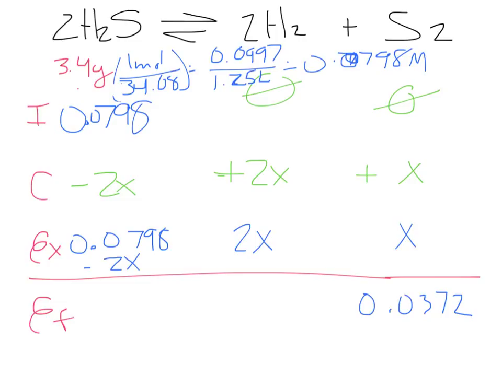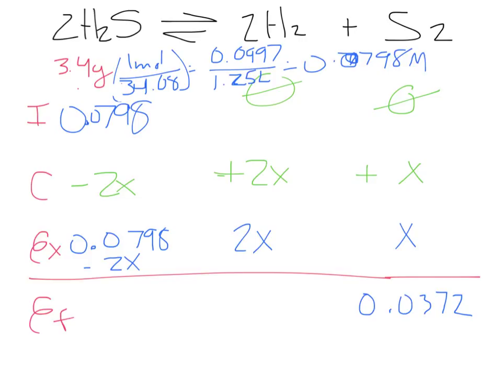Well, we know that if we're using a RICE table, we want to try to get it in a molarity. And I know that's hard to see up there. So what I did is I converted the 3.4 grams of hydrogen sulfide. I found my number of moles, and then I divided it by 1.25 liters. That's all up there in the blue. And then the answer is 0.0798 molar. And then I plugged it into the RICE table.